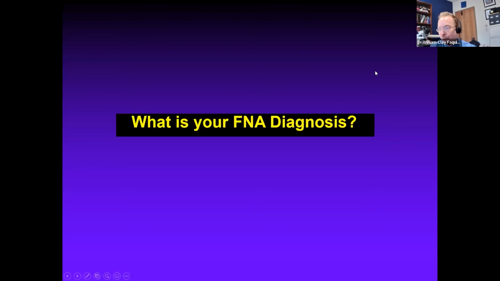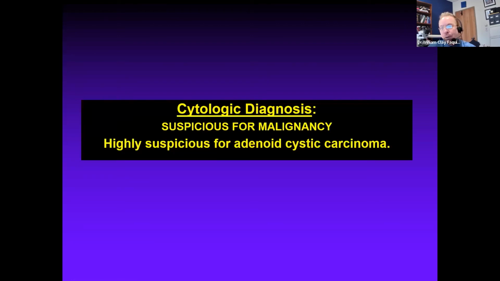And then the other thing is that in the air-dried preparation, we have, again, this sharp border and this pink metachromatic matrix, and we have the basaloid cells that are sort of smudgy there. But this also is a very concerning finding for adenoid cystic carcinoma. So if I were going to make a diagnosis based only on the cytomorphology, I would call this suspicious for malignancy, highly suspicious for adenoid cystic carcinoma. But that's not quite good enough.